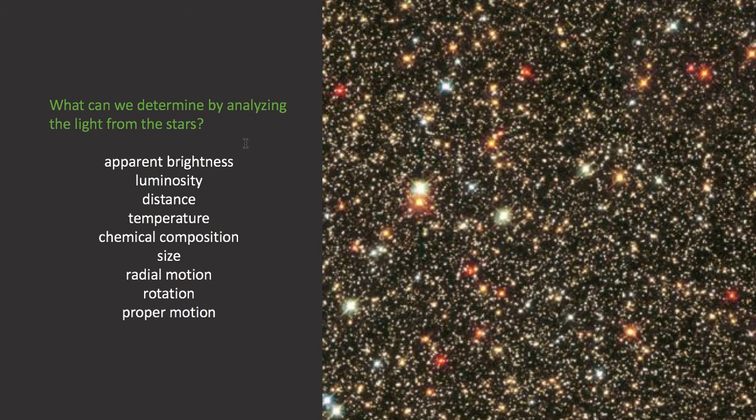Okay, so let's take a quick summary of the things that we can determine by analyzing the light from a star. Apparent brightness, you can just look up and see and record it on the magnitude scale. Luminosity. Now, luminosity and distance I should talk about together. You need some other piece of information. So if there's a way to determine luminosity, you can figure out distance. If there's a way to determine distance, you can figure out luminosity. But we'll leave that for now. Provided we get a little bit more information, we can also determine luminosity and distance.